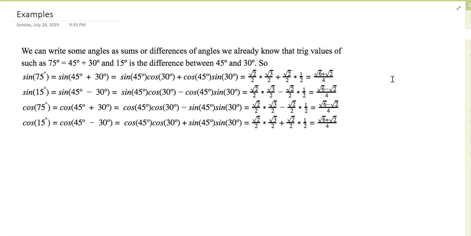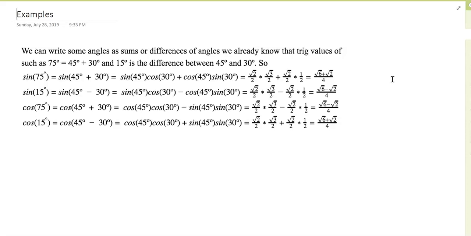We can write some angles as sums or differences of angles that we already know the trig values of. Some values that we know, or we should know the trig values of, are 0, 30 degrees, 60 degrees, and 90 degrees, and the corresponding angles related to them around the unit circle.